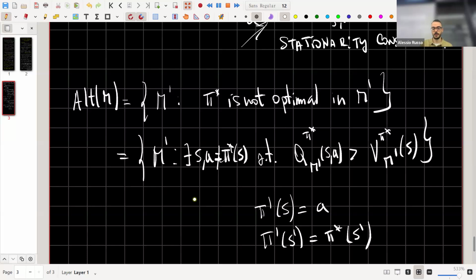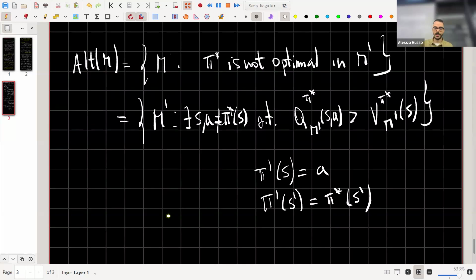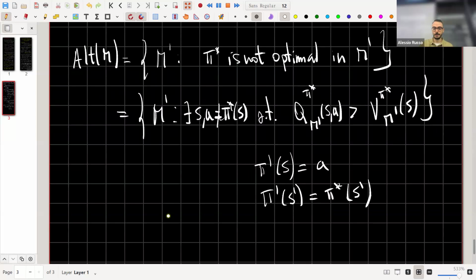So we already showed from this little example that M prime is an alternative model because pi star is not optimal in M prime. We can already find another policy that improves on pi star in M prime.